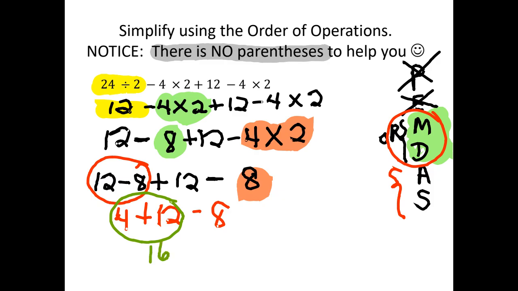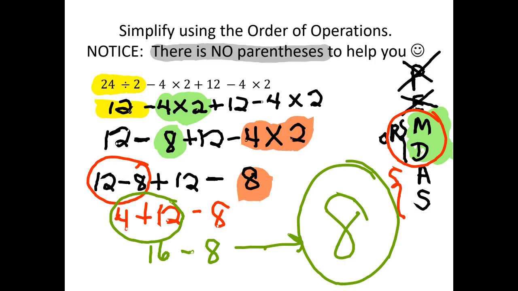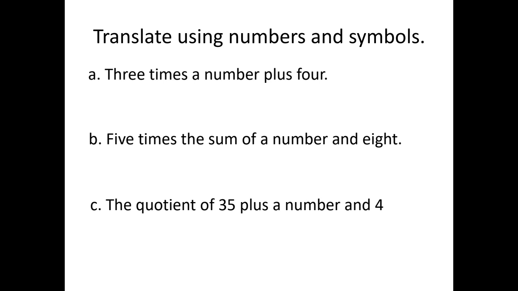16 minus 8. And 16 minus 8 gives us the wonderful answer of 8. If you do any of these steps differently, you won't get the right answer. You need to follow the order of operations, especially when there is no parentheses. Now, we got a couple more slides, and the next one is to translate.